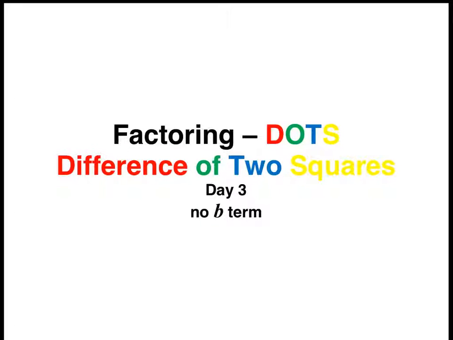In today's lesson, we're going to be factoring again, but this time we're going to be factoring a special situation called the difference of two squares. There will be no b term, no middle term in these polynomials. So let's show you what I'm talking about.